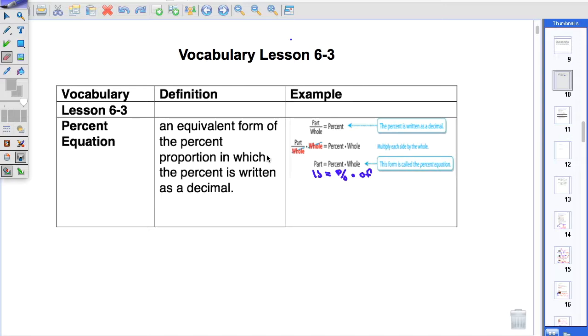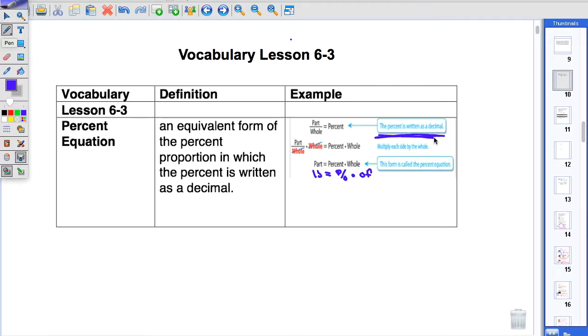This is the vocabulary for lesson 6.3, and the word that we have is percent equation. A percent equation is an equivalent form of the percent proportion where the percent is written as a decimal. So if we look over at the example, we have the part over the whole is equal to the percent. So we want the percent written as a decimal, so not in fraction form.